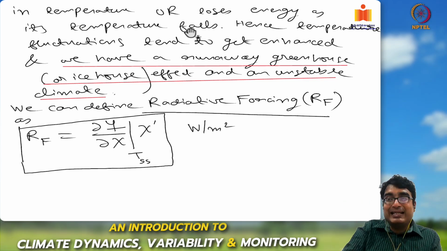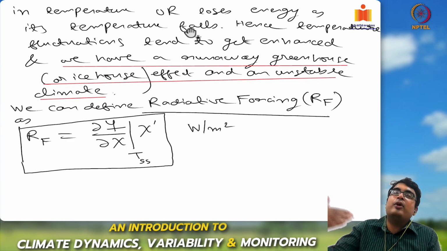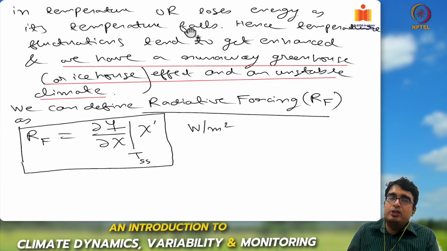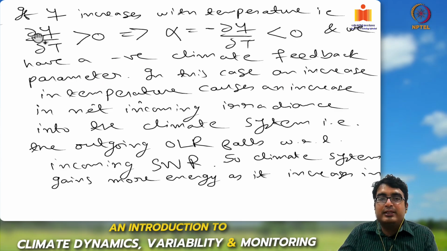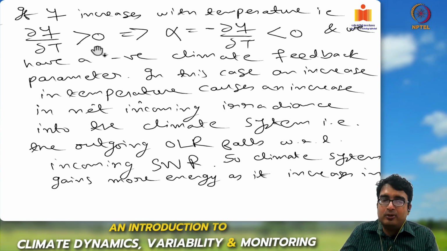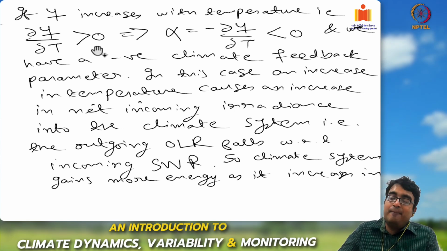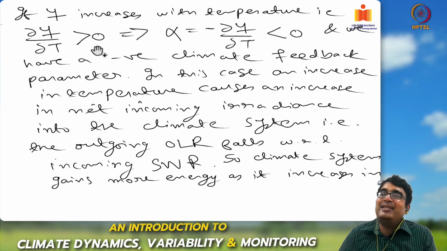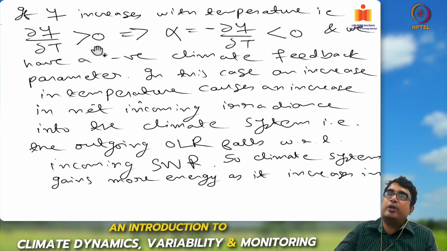If the climate system increases in temperature, it is gaining more energy because the F term increases, so it is going to heat up further. If the temperature falls for whatever reason, so the ∂T term becomes negative, so the ∂F term will also become negative, so that the gradient still remains greater than 0. So, in that case, if the temperature falls, then the outgoing radiation will increase with respect to the incoming shortwave radiation, and hence the climate system will tend to lose more energy, and hence it will cool further.